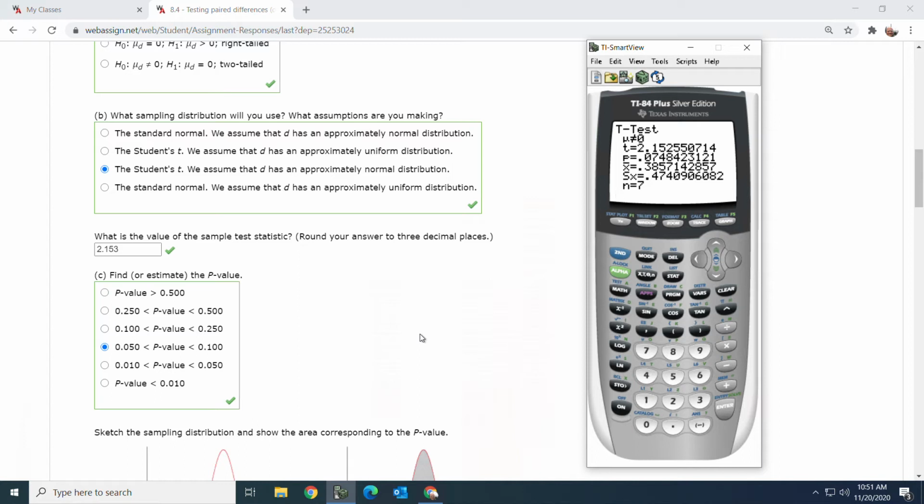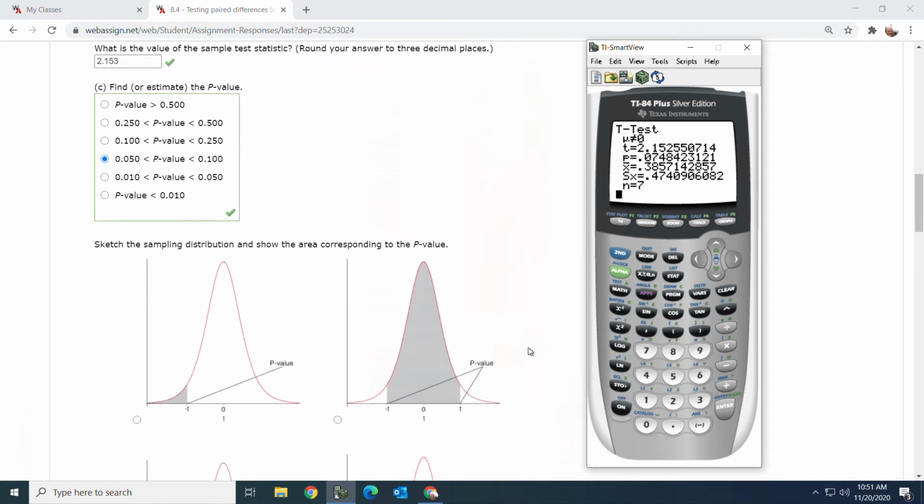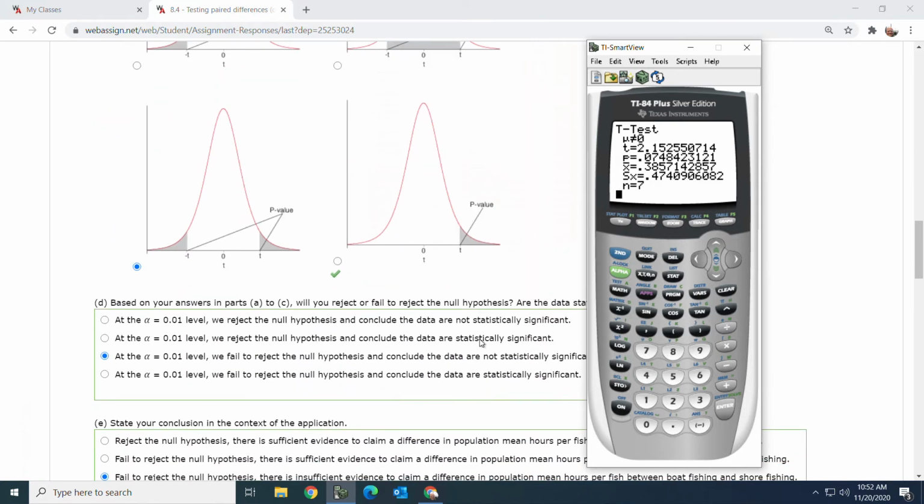Remember, our significance level alpha was 0.01. That's greater than alpha, so we're not going to reject the null. Let's see. And then also on this graph, because you have a two-tailed test, you will have shading on each end, each side.